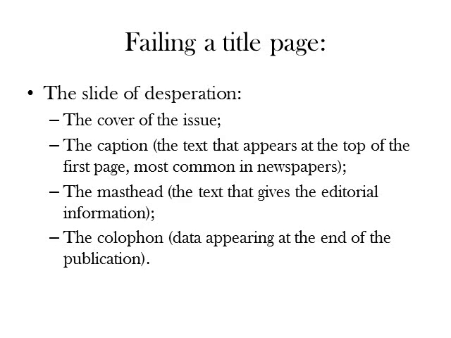So if the monograph title page of the first volume is not available, then take the issue that you're cataloging and go first to the cover. If the cover is not available, such as in a newspaper, then you go to the caption. The caption is the text that appears at the top of the first page, which is most common in newspapers. Failing that, go to the masthead, which is the text that gives the editorial information, and failing that, go to the colophon, which is data which appears at the end of the publication. This is fairly rare in English language publications, but it's quite common in publications in other languages.